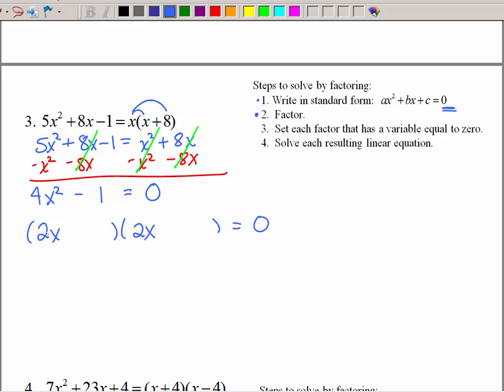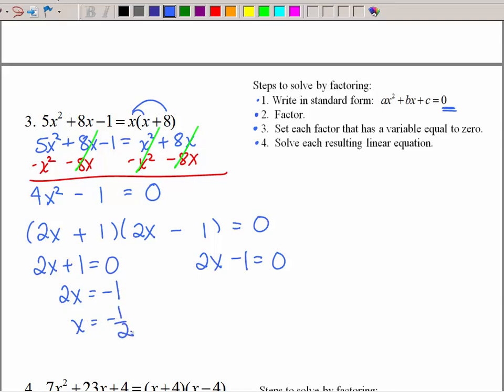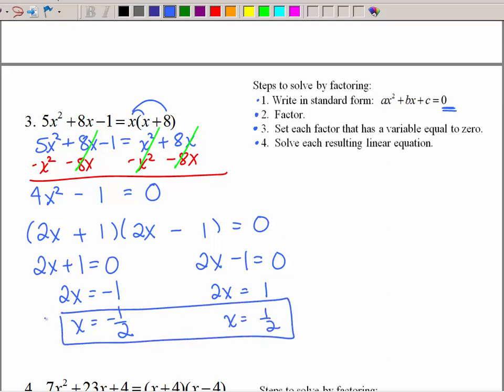So I know 2 times 2 is 4, and 1 times 1 is 1, and I need a positive and a negative. Now I need to set each factor equal to 0, and now I need to solve. So I'm going to subtract 1 and divide by 2. And here I'm going to add 1 since it was negative, and I'm going to divide by 2. So once again, I have two answers for my quadratic equation.